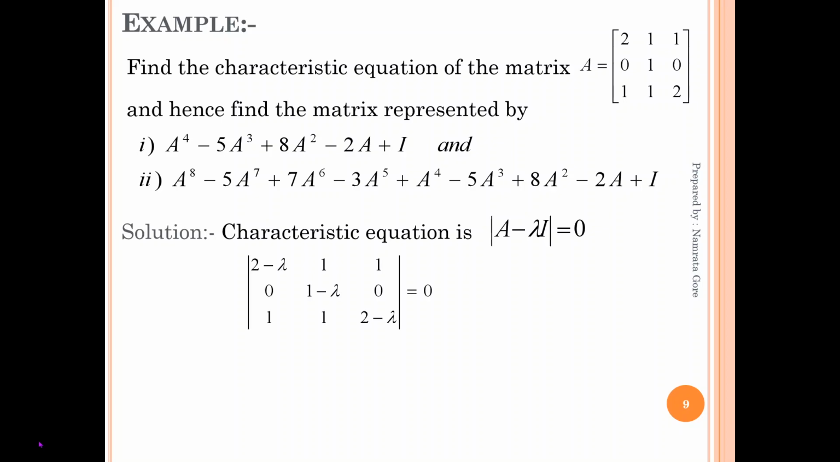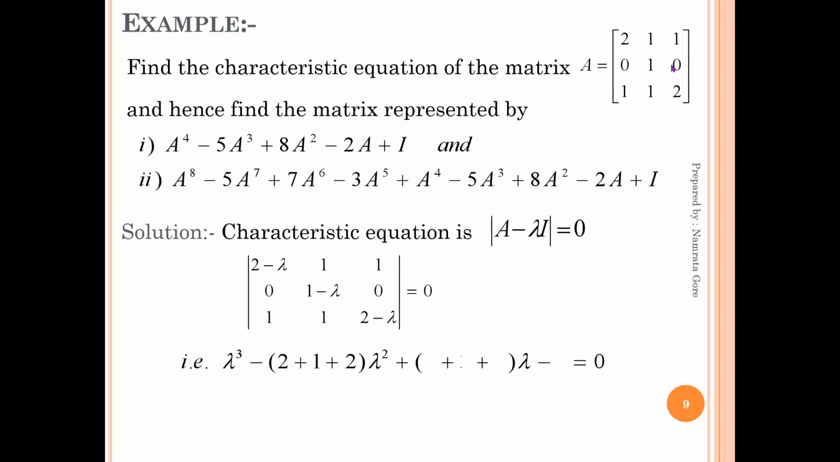Writing the characteristic equation for the given matrix A, that is subtracting lambda from the diagonal elements and writing its determinant. Solving this to get the characteristic equation. So lambda cube into sum of diagonal elements, that is 2, 1, 2, then sum of the minors of the diagonal elements.